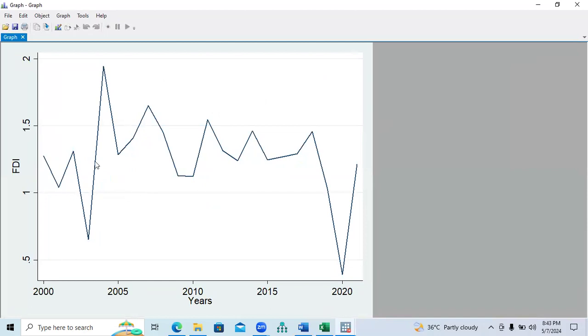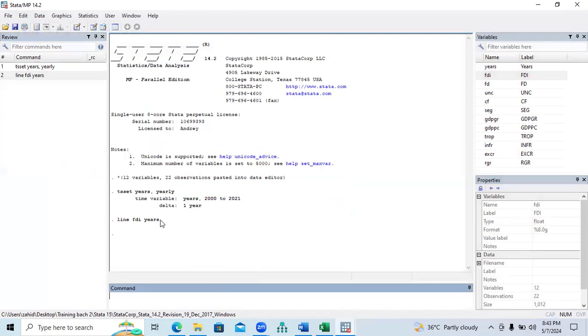So it is representing that the FDI was basically at the highest level at the year 2004 or 2005. Then it started decreasing and recorded its lowest level in the year 2020, and then it started improving again. So the line graph will show you the trend of your variable. You can also consider the trend of the other variables too.